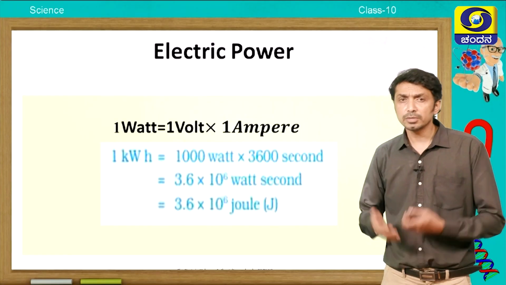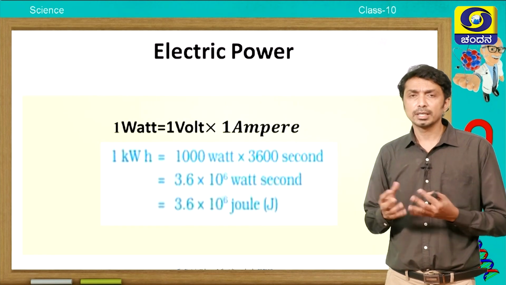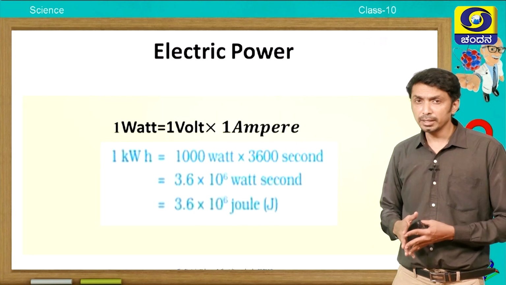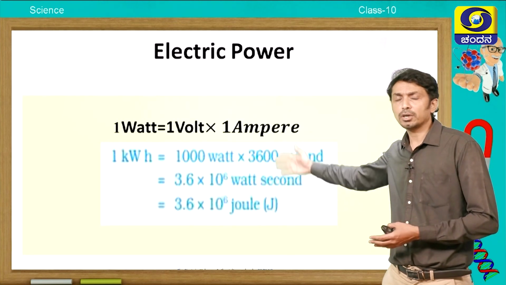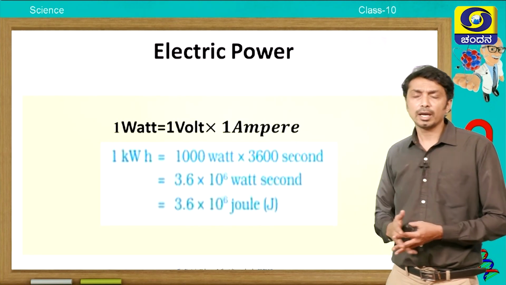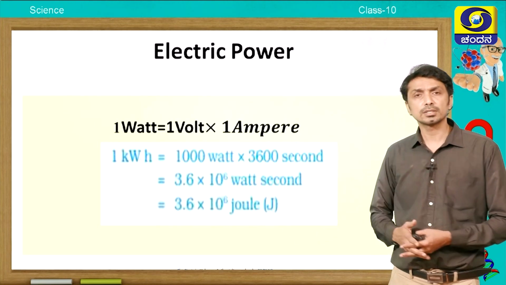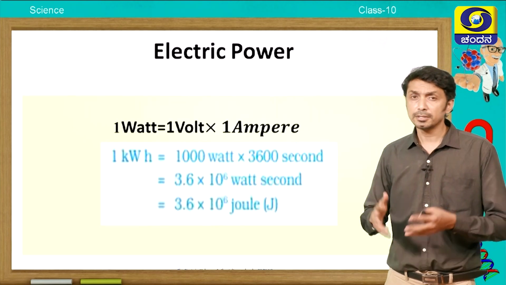This is what we call the unit for domestic electrical use. In electrical billing, this kWh or kilowatt hour is what we call a unit. 1 unit means 3.6 into 10 to the power of 6 joules of electrical energy is used.